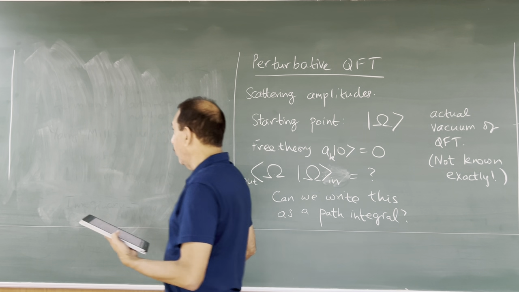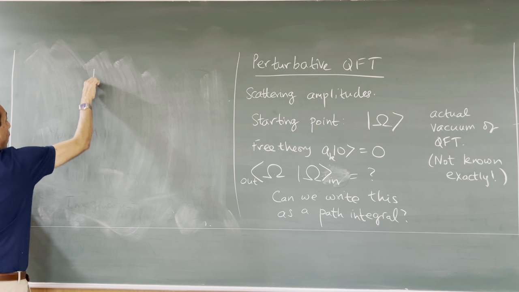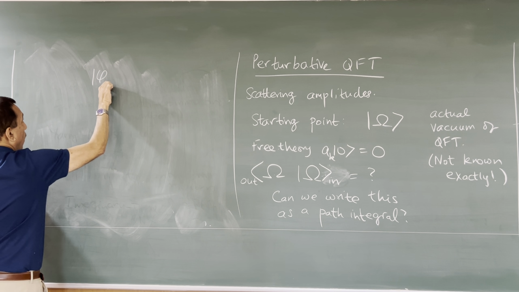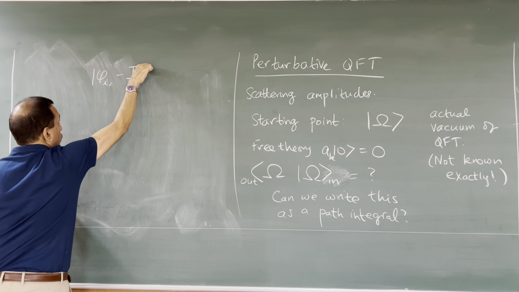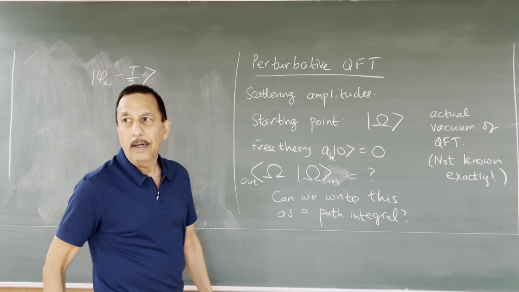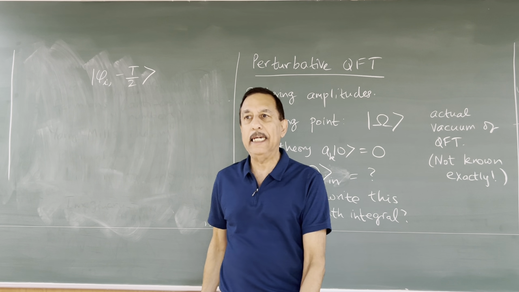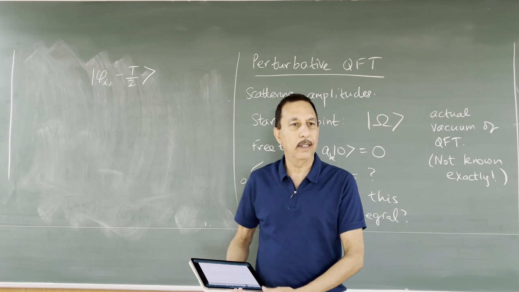So the trick is the following. We'll start with a field eigenstate |φ_I⟩. This I is for initial, at time minus T by 2. Often in this course, I have taken the starting time to be 0 and ending time to be T. But actually, it's more symmetrical to take minus T by 2 and plus T by 2.